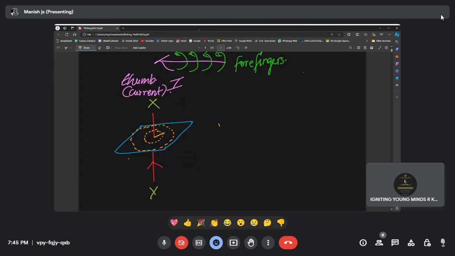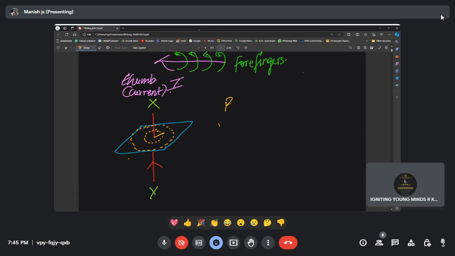So the outermost circle will have a larger radius. The circle which is present inner, or closest to the current carrying wire, will have a smaller radius. This talks about the magnetic field strength. Okay, I repeat, the closeness of the concentric circles speaks about the magnetic field strength, or it gives meaning to magnetic field strength.